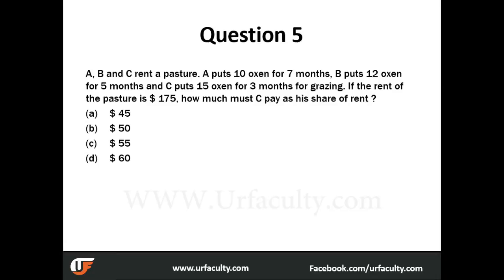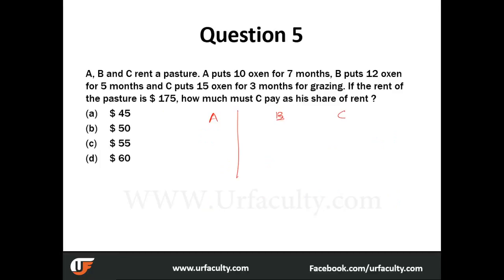Okay. So here there are two things. One is there's a pasture, and each of A, B, and C have a certain number of oxen, and they are using it for a certain number of months. So in such questions, unless there is an agreement mentioned, you just need to take into account that each ox and each month is a unit of value that you need to take into consideration.